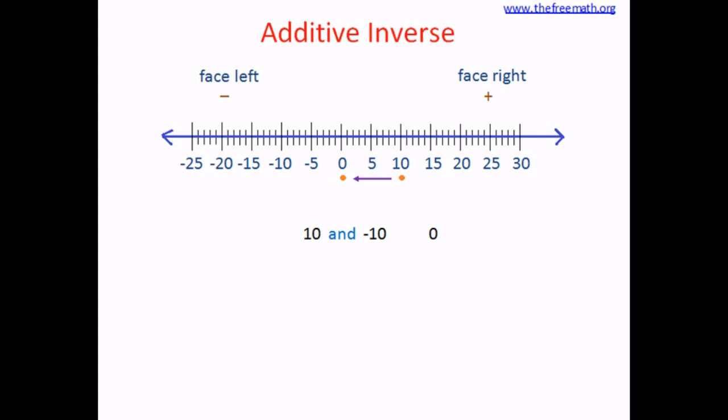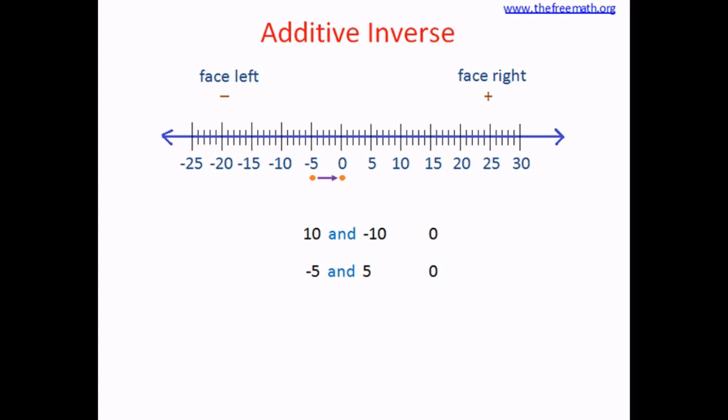What if we add negative 5 and 5? So the first number is negative 5. That means from 0, we face left and take 5 steps. So we reach here at negative 5. The second number is positive 5. That means we turn around and face right and walk forward 5 steps. So we reach back to 0. That means the sum of these two numbers is 0 as well.